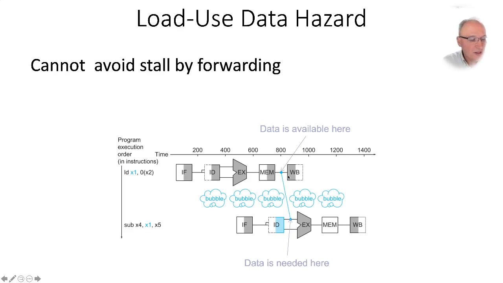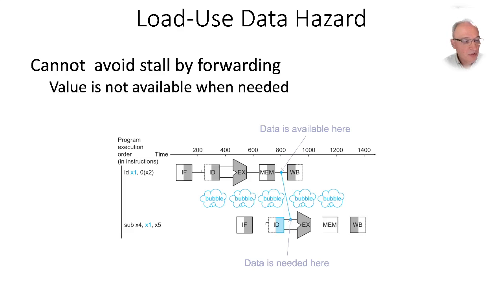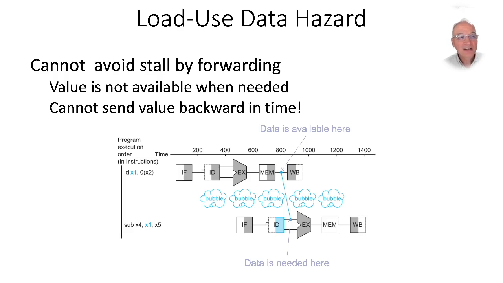This is not something that I can avoid with forwarding. In the previous case, I could avoid all the bubbles, so I could put one instruction immediately after the other by having this additional path to send the data, but in this case I cannot, because the variable is not available when it's needed. I cannot send the value backward in time, right? So if I try to do a forward from here to here, this would be sending the value back in time, and that's not possible.